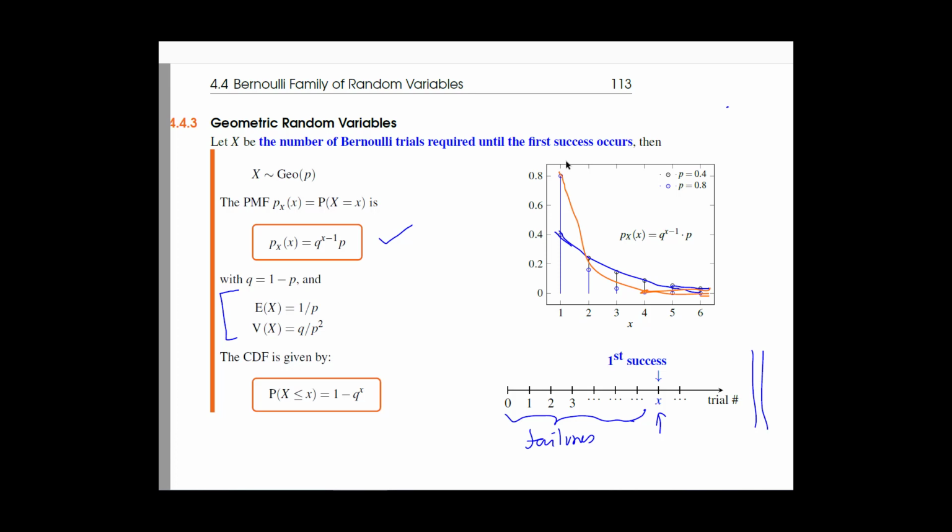At x equals 1. Oh yeah, I should have said that here x is defined to be greater than or equal to 1. So actually 0 shouldn't be here, because at least you have to toss the coin once.